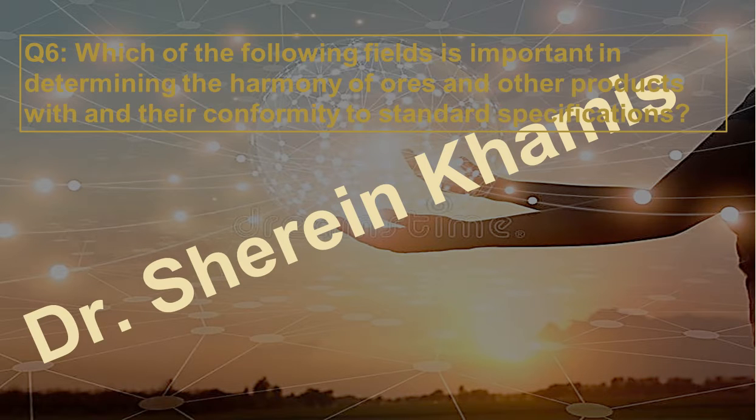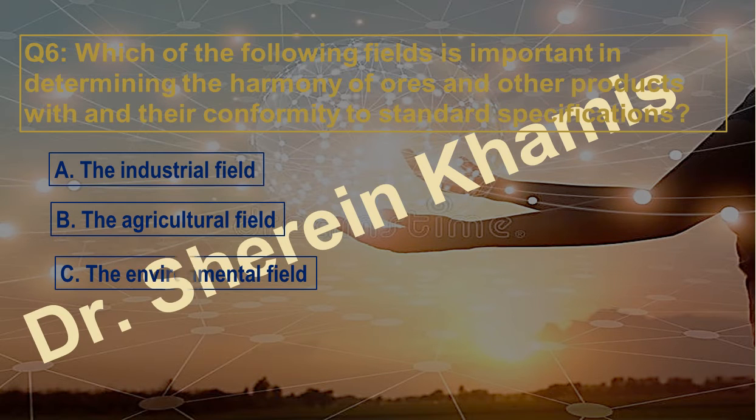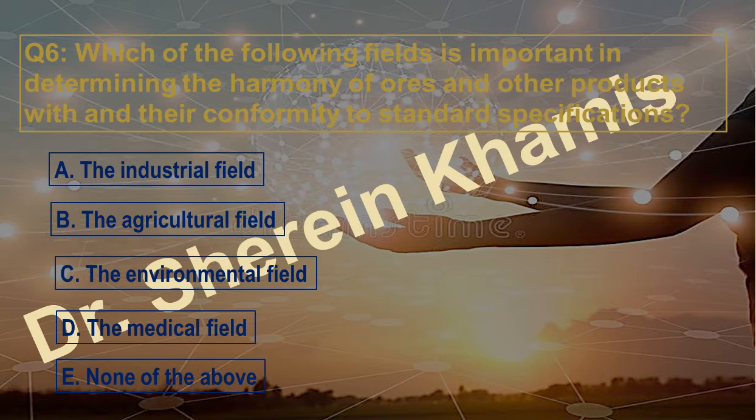Question number 6 says, which of the following fields is important in determining the harmony of ores and other products and their conformity to standards specifications? We have the industrial field, agricultural field, environmental field, medical field, and none of the above. We want to know about the producing of different substances, so it is related to the industrial field.